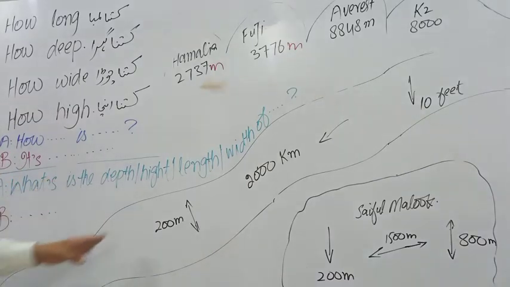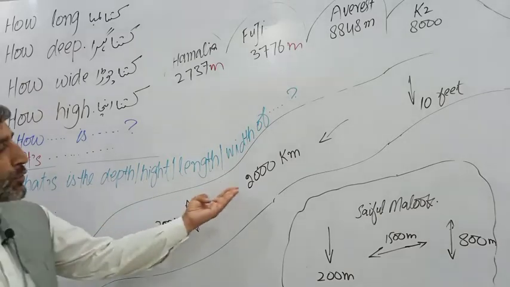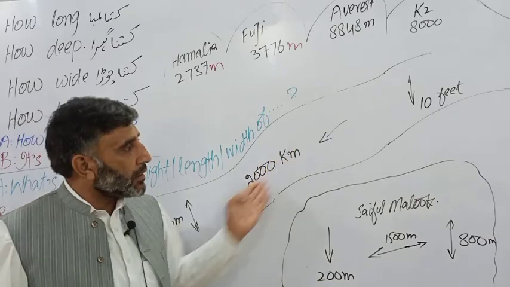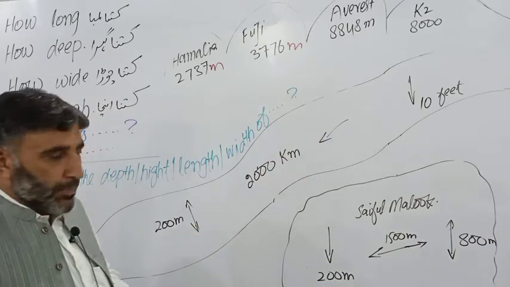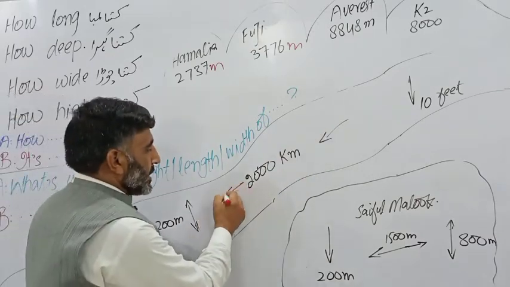Similarly, you see the map, that is a river, and the river is 2,000 kilometers long. It shows the length of this one, that this river goes in this way.